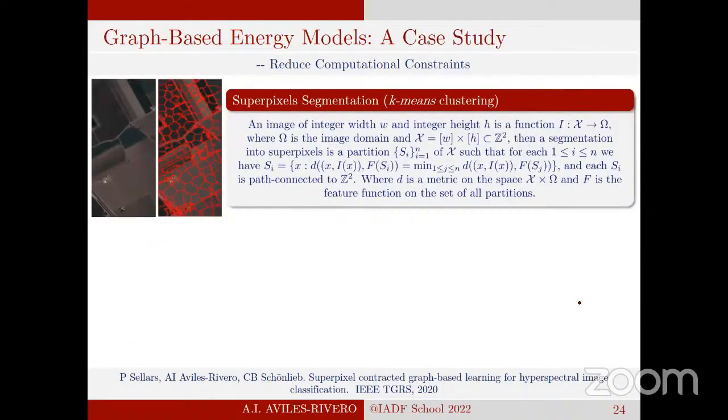And one thing that appears in the majority of hyperspectral image classification to decrease computational constraints is what is called superpixel segmentation. So superpixels, there are different, again, familiar techniques. I wouldn't go into details. The one that I want to emphasize here, in the sense of the layout perspective, is the K-means clustering.